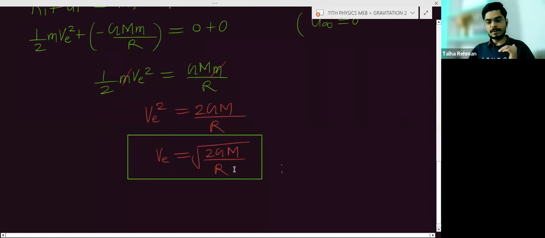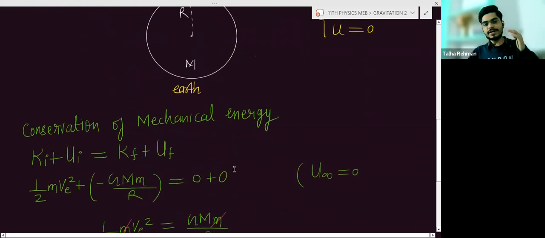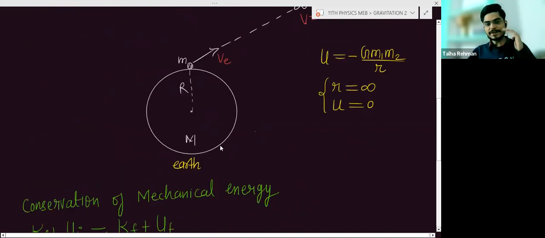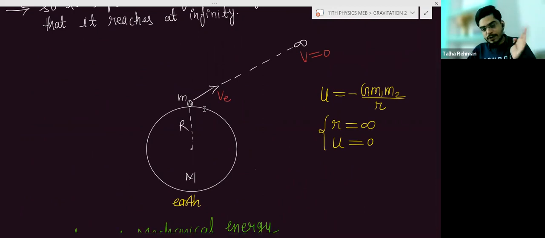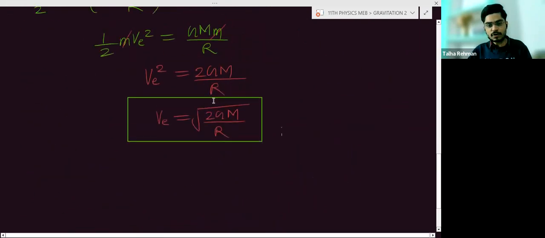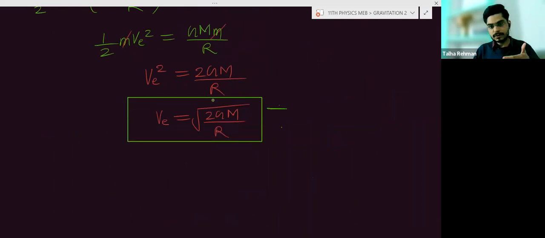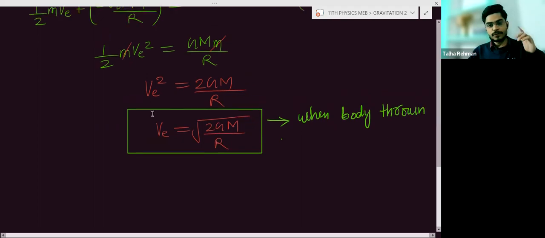And this formula you can apply for any planet. Any planet means other than Earth also, if you want to calculate the escape velocity there. So what you will do? You will throw the body in such a way that the body will reach a point where there will be no effect of the gravitational field of the planet. So basically this formula you can apply when the body is thrown from the surface of the Earth.